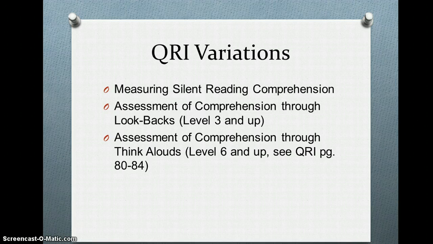Also, levels 3 and up, you can use lookbacks, which would be good to see if they can recall a certain part in the text where they read about something and how they're able to locate that information within a text. And then you can also use think alouds for levels 6 and up. Check out pages 80 to 84 of the QRI. But this is a cool strategy where you have them stop at designated stopping points and then ask them about what they're thinking about at that point, and then seeing the quality of answer you get. I think that is a great way to draw their attention to metacognition and talk about what they're thinking about as they're reading.